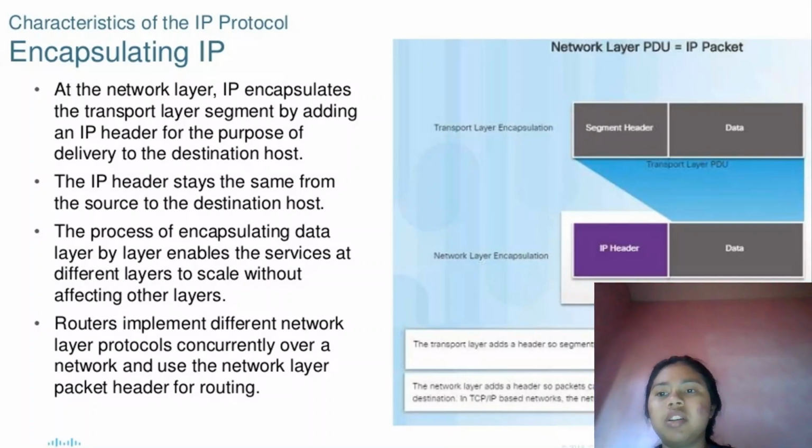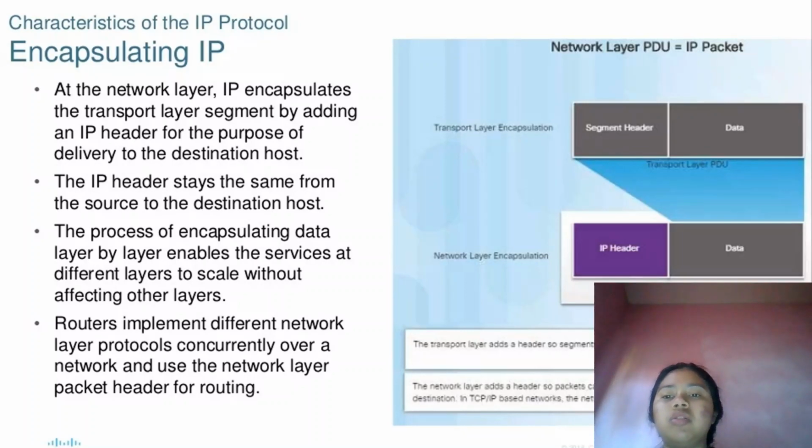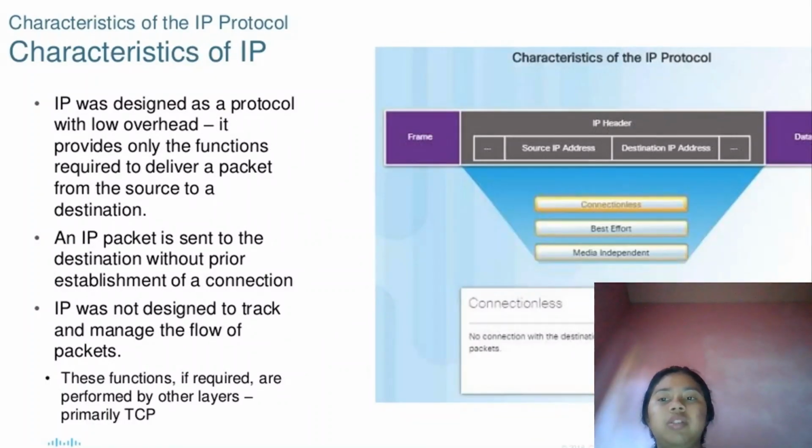IP encapsulates the transport layer segment by adding an IP header for the purpose of delivery to the destination host. The IP header stays the same from the source to the destination host. The process of encapsulating data layer by layer enables the services at different layers to scale without affecting other layers. Routers implement different network layer protocols concurrently over a network and use the network layer packet header for routing.